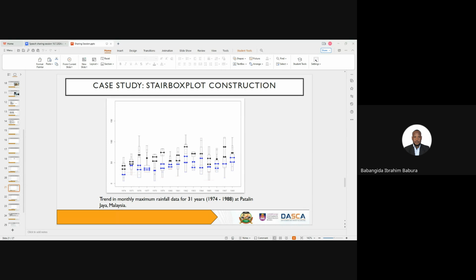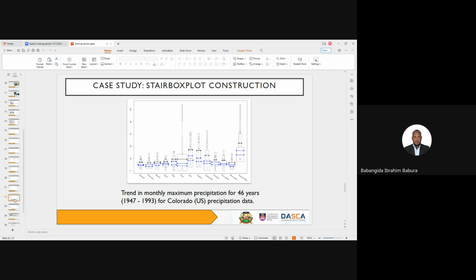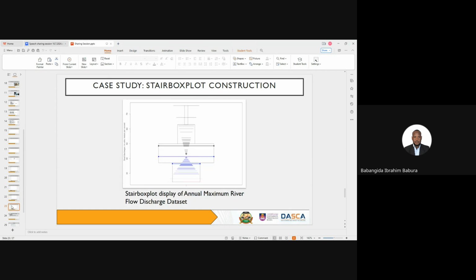I think we also visualized another dataset, which is precipitation. If you move to the next plot, it's precipitation data for 46 years. Also, if you move to the next plot, we visualized annual maximum river flow discharge as the core data. So this is some of the analysis, and we make a lot of interpretation about this display, and we draw a lot of insight from what we have seen, because some of this visualization is done to deploy some modeling within some distributions. So the stair box plot gives you much more idea about what kind of distribution you can use to model the data.